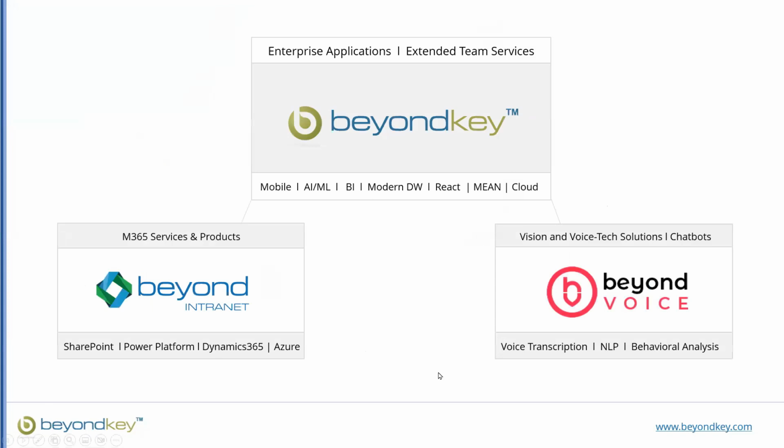Who are we? Beyond Key provides enterprise applications and extended team services, including mobile, AI, machine learning, business intelligence, modern data warehouse, React, Mean, and cloud services. Obviously, a large component of what we're going to talk about is going to cover BI, which is business intelligence for analytics. We have 2 different divisions underneath Beyond Key. The first one is Beyond Intranet, which provides Microsoft 365 services and products, including SharePoint, Power Platform, Dynamics 365, and Azure. Power BI, by the way, is part of the Power Platform, just to give you an idea of where it is. It is a Microsoft-based product.